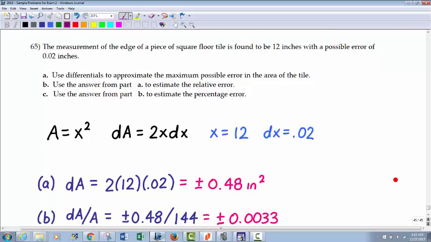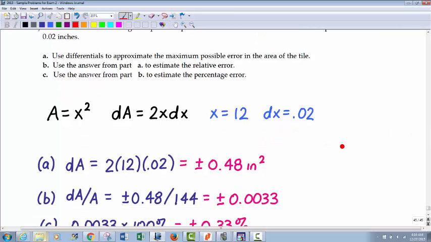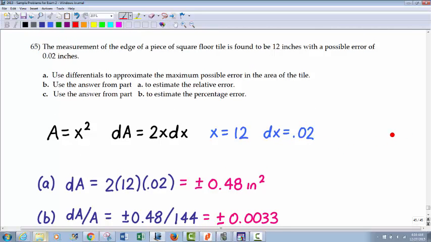Alrighty, a measurement at the edge of a piece of tile is 12 inches with a possible measurement error of 0.02 inches. So we're going to see what possible error that could cause in measuring the area of the tile. That's just differential. So if A equals x squared, dA would equal 2x dx. So x equals 12, dx is 0.02, technically plus or minus 0.02.